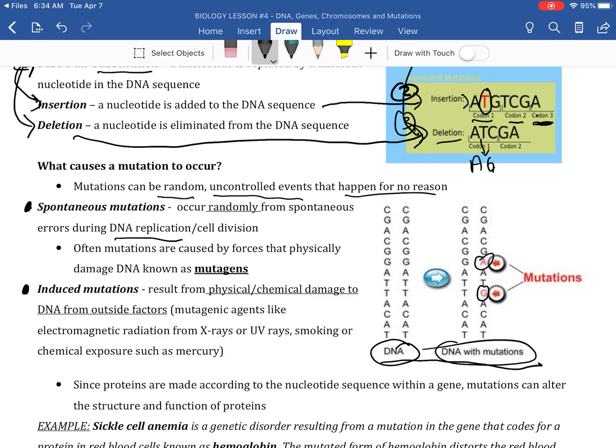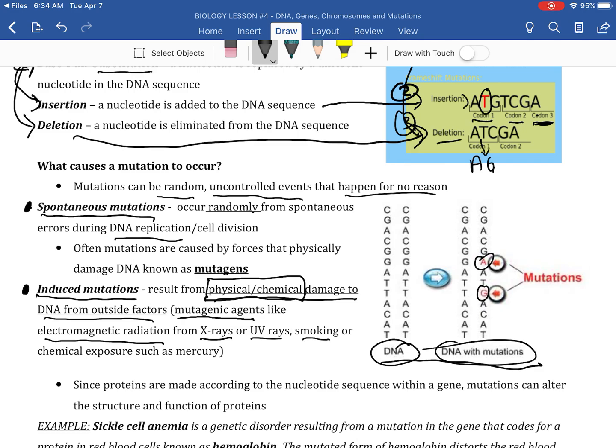That is spontaneous. Induced mutations result from physical chemical damage to the DNA from outside factors. All right, so spontaneous happens on its own, randomly in the body, DNA gets replicated, and an error happens. Induced mutations are results of something external in forms of a damage to the DNA. So mutagens, or things called mutagenic agents that cause this mutation, are things like electromagnetic radiation. So X-rays, UV rays like sun, smoking can cause an induced mutation, or chemical exposure in large amounts to such as mercury. Okay, these can cause mutations in our DNA sequence.